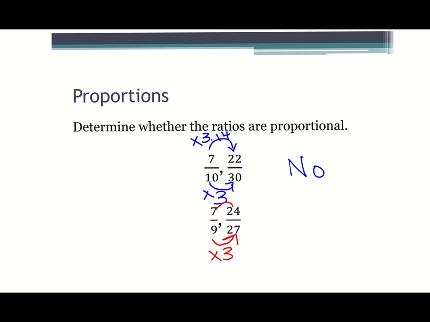So if I go from here to here, I can see that that is not going to be proportional because it was not changed by the same value as the bottom was. It was again multiplied by something a little bit more than 3. So this one is also not proportional.